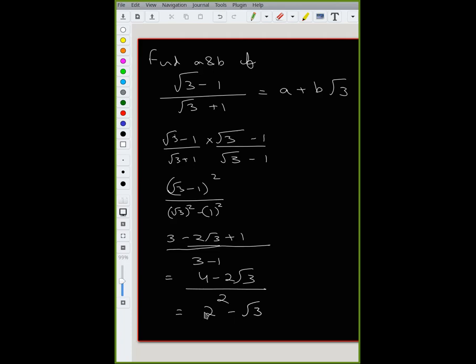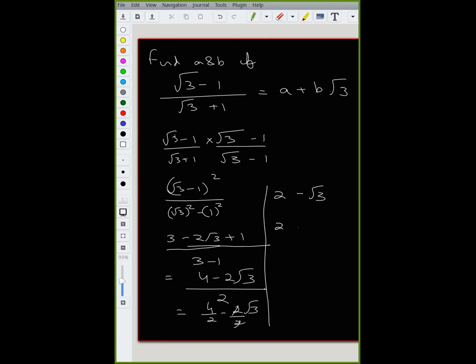Why is fraction such a difficult problem with everyone? So what is 4 by 2? 2. 2 and 2 will get cancelled. So I'll be left with minus root 3 only, right?